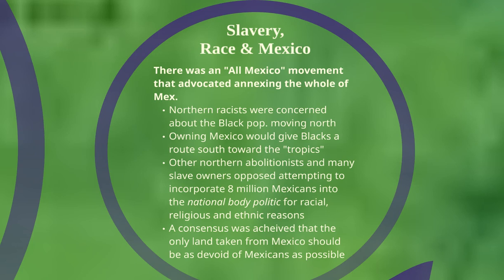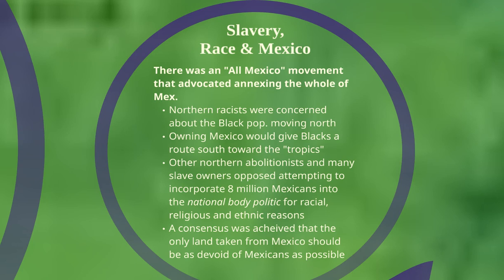Okay, so slavery, race, and Mexico. There was an all-Mexico movement that advocated annexing the whole country of Mexico into the United States. However, as you might imagine, in the early part of the 19th century, political correctness was certainly not around, and racism was rampant among many, if not most people in our society, most white people. And so there's quite a bit of text that one can read from that time period that is blatantly racist against blacks, against the Mexicans.